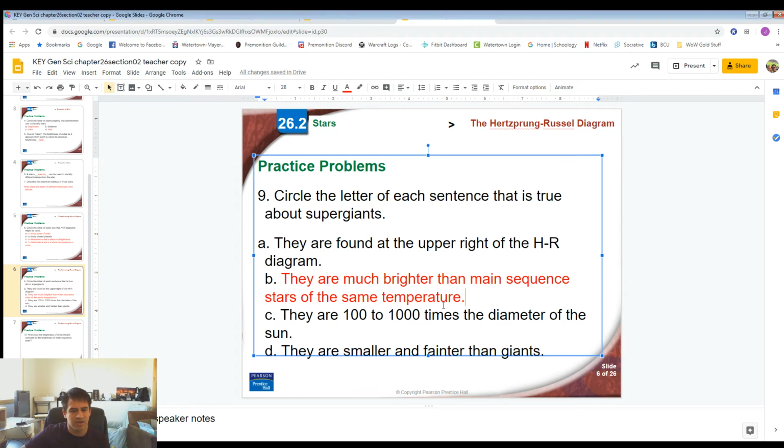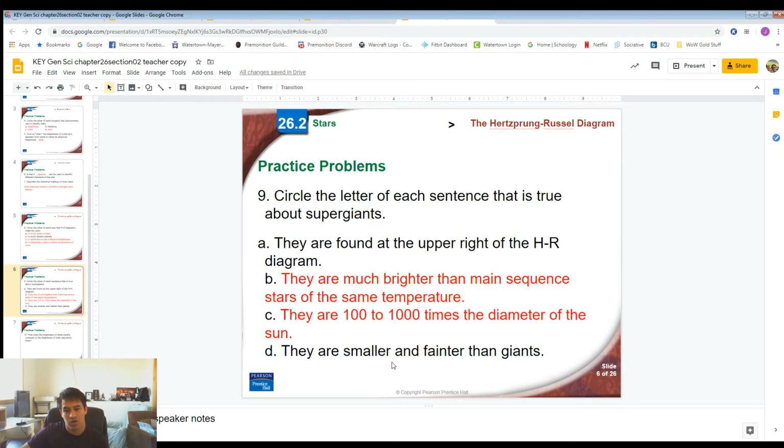Okay. Letter C, they are 100 to 1,000 times the diameter of the sun. That is true. They are way bigger than the sun, hundreds of times bigger. So yeah, that's why they're called supergiants. And then lastly, letter D, they are smaller and fainter than giants. No, that is false, right? They are supergiants, so they're clearly bigger and a lot brighter than regular giants are.